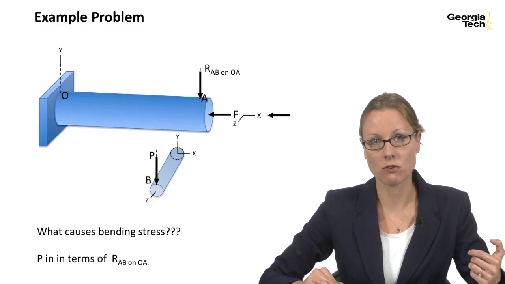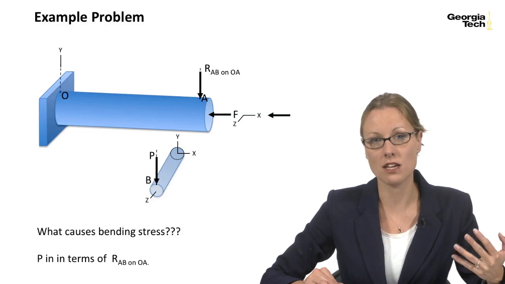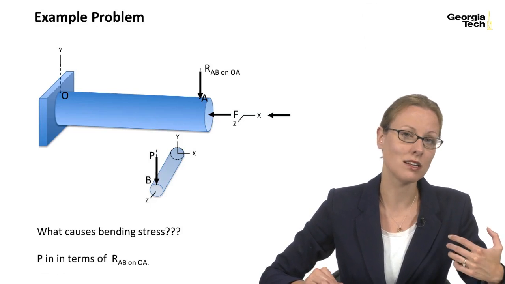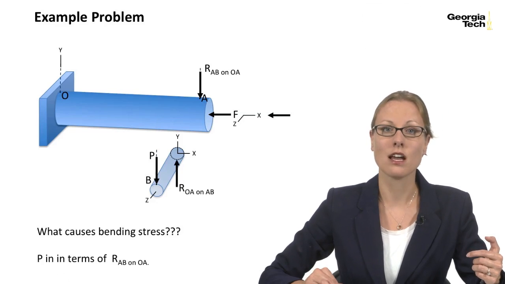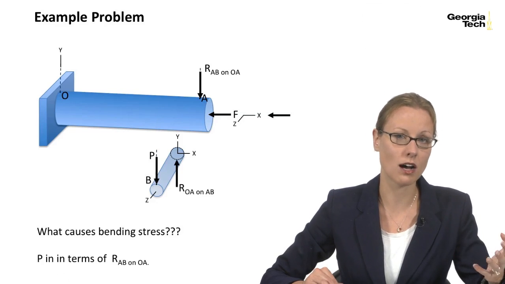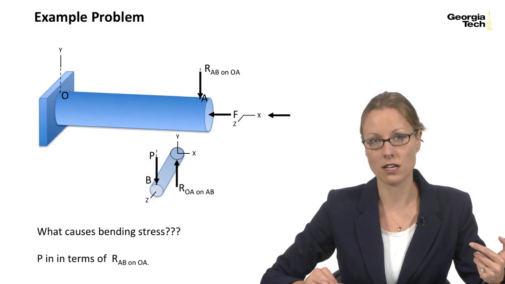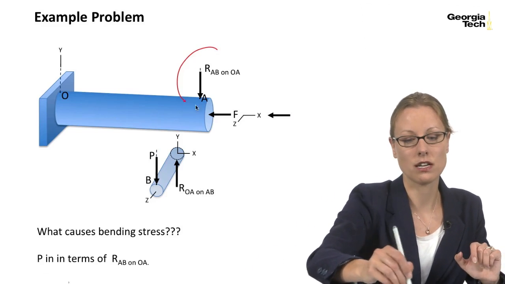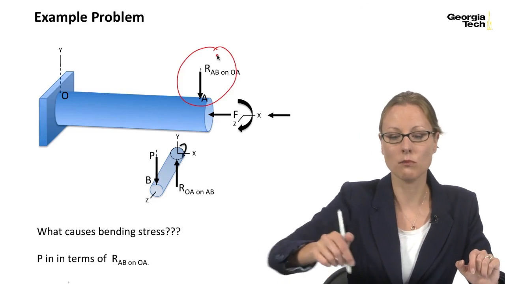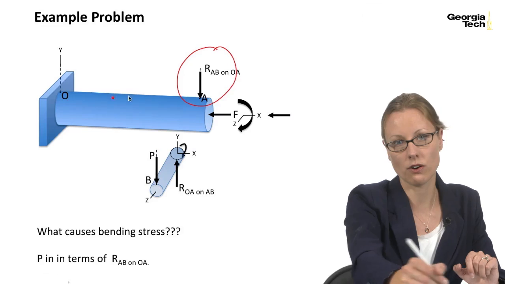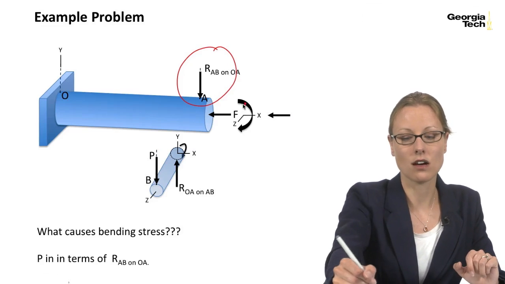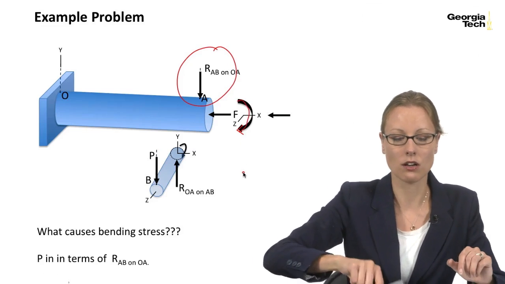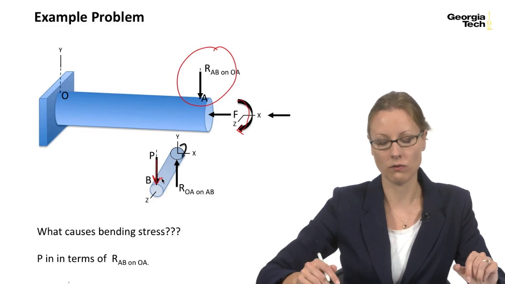So we have this reactionary force where rod AB is pushing down on rod OA. And rod OA is going to say, you know what, I'm going to push right back on you. And so we get a reactionary force here, from rod OA pushing back on AB. But the one that we're really worried about is this reactionary force right here, which is causing a moment through the rod OA. So this is causing this moment right here. So essentially our moment is coming from point P.